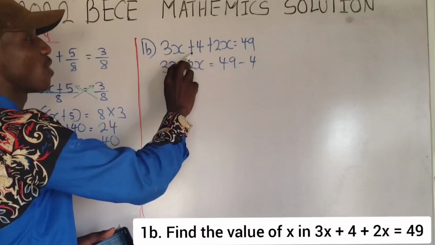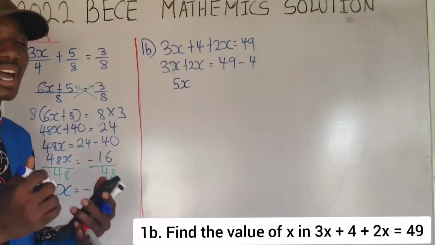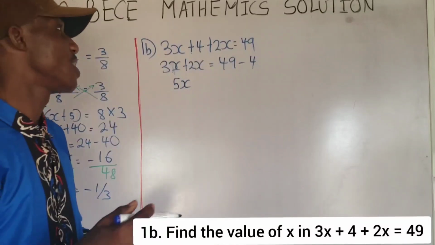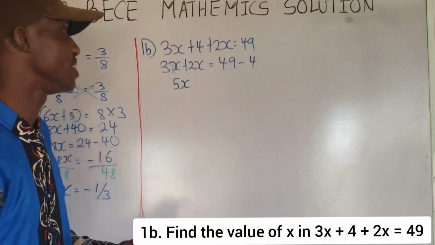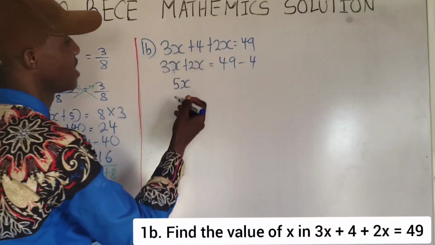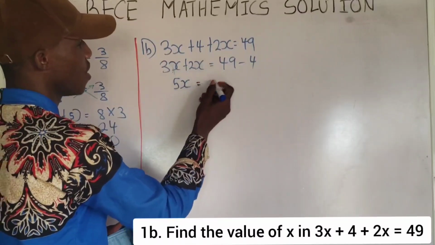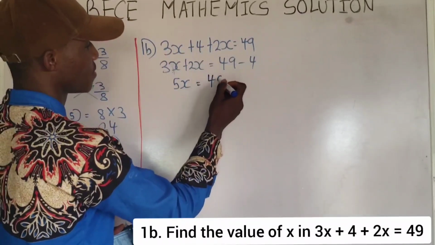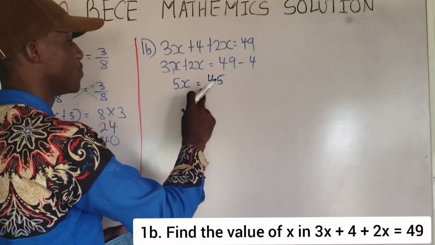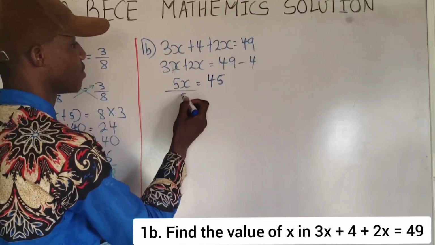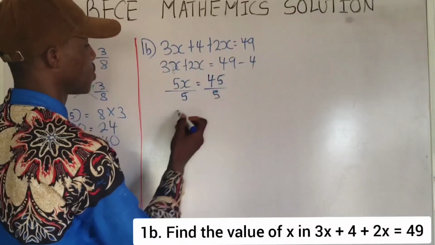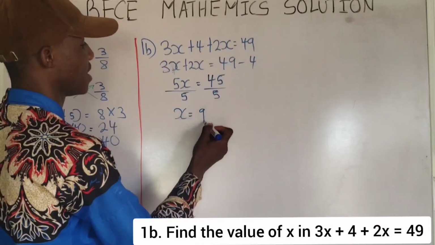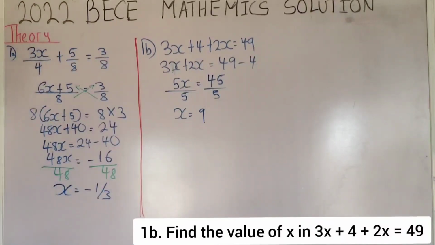I take this plus 4 to the other side of the equation, and because it has a positive sign before it, if it crosses the equals sign, the sign is going to change to negative. Hence, I'm going to have 5x is equal to 49 minus 4, which is 45. So I'm going to have this over 45. Divide both by 5 to get the value of x. So x is equal to 9. Okay, that is the solution to question 1b. x is equal to 9.